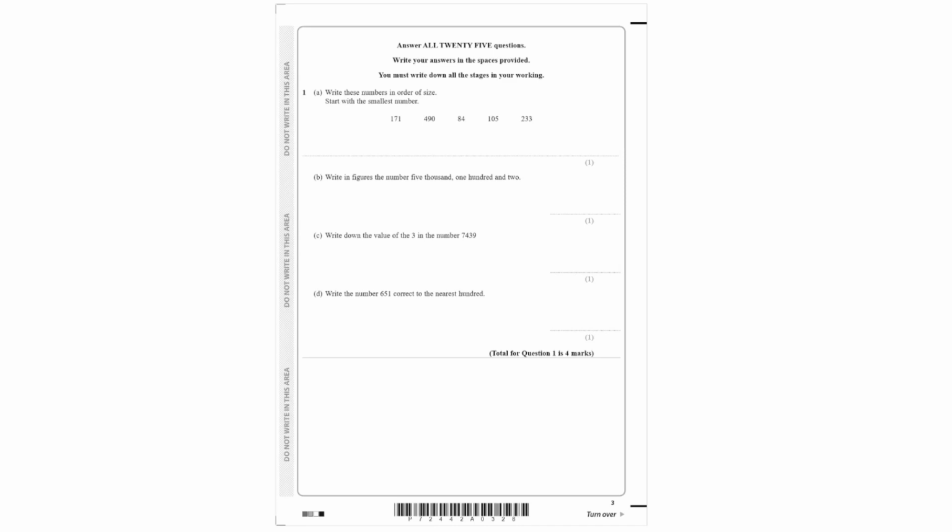Question 1. Write these numbers in order of size. Start with the smallest number. So first off, we count how many digits they have, and we can see we have 3, 3, 3, 3, 2. Since 2 is the smallest, we start with that.